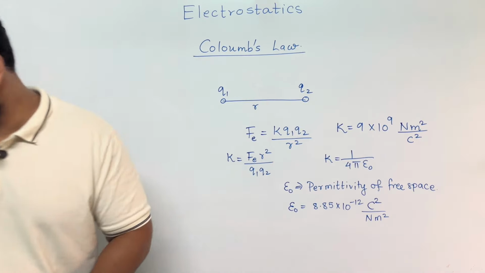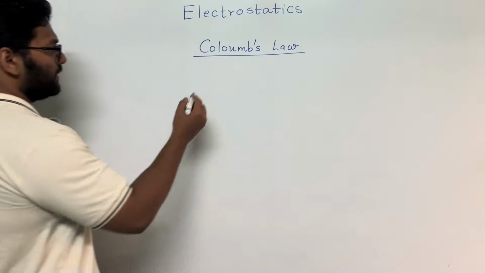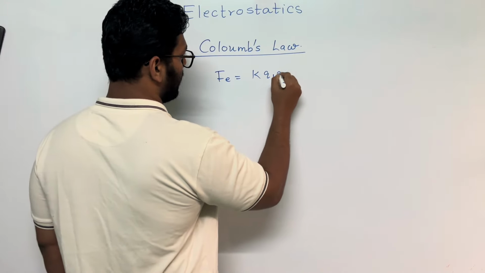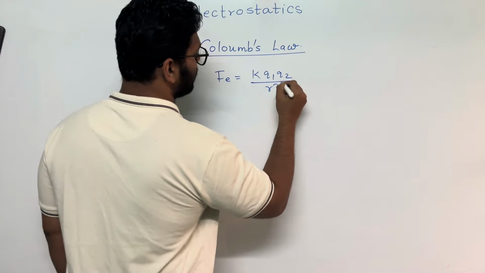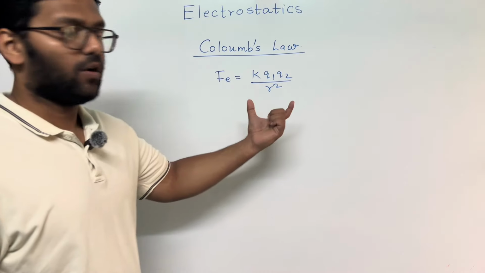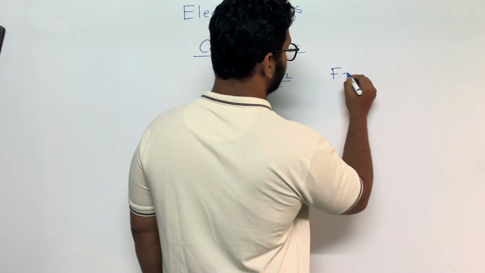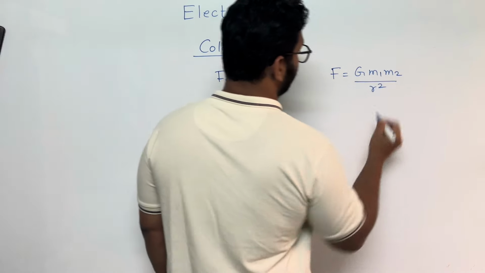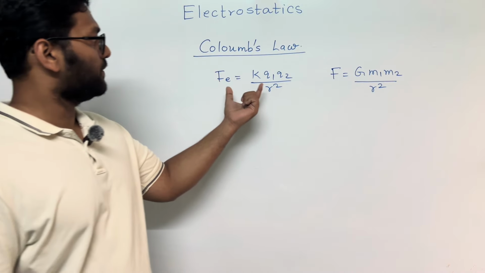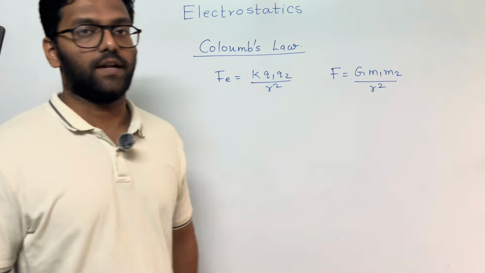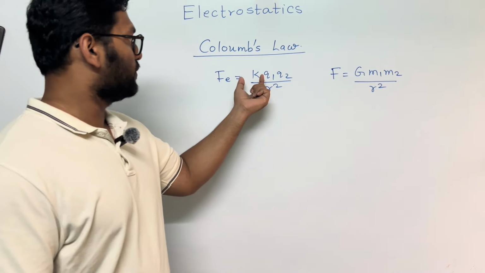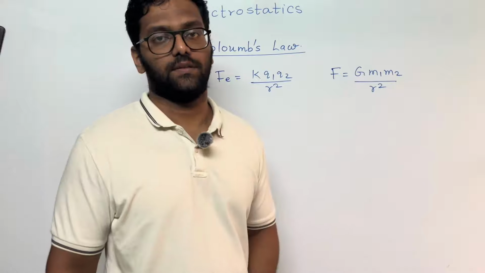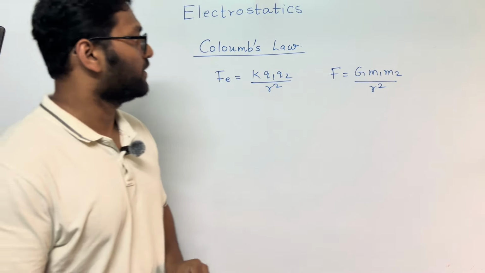If you see the nature of the electrostatic force, k q1 q2 by r square, this is an inverse square law. A similar law we have already studied in the 11th standard, that is G m1 m2 by r square. So there is a similarity between Coulomb's law and Newton's law of gravitation. Instead of the constant G, k is there, q1 q2 instead of m1 m2, and r is the distance between these two particles.